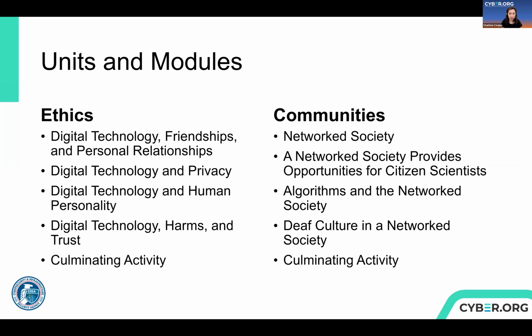And then ethics is going to examine the ethical implications of extensive technology use. One of my favorite lessons in here is looking at digital technology, friendships, and personal relationships, and how we have friends that we're friends with on social media, but then what are those friendships really like? What does it mean to say that someone is a friend? And is there a difference in a friend in real life and a friend on social media?